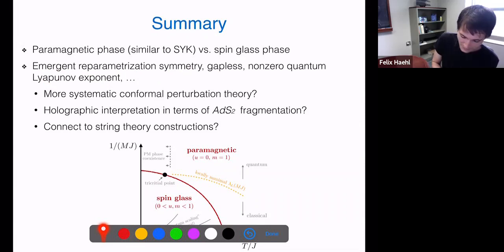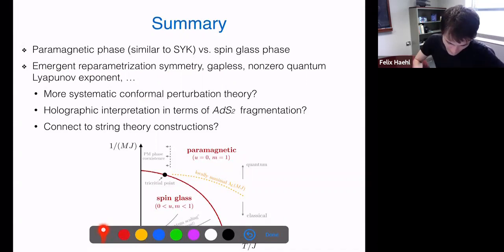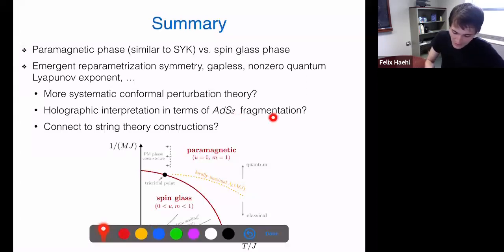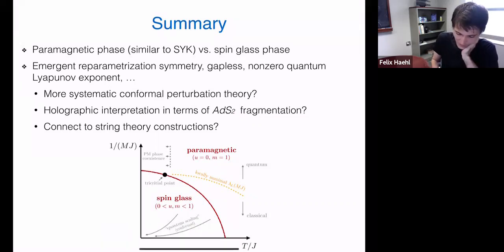Just a few questions that one could try to answer: what is a more systematic conformal perturbation theory around this approximate solution? Can that be done in the spin glass phase? Is there anything to this AdS2 fragmentation picture? Can one make that more precise? And then there are also various string theory constructions that one can make contact with.